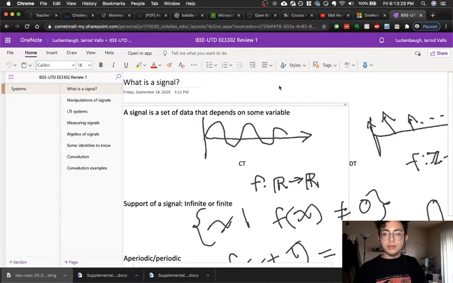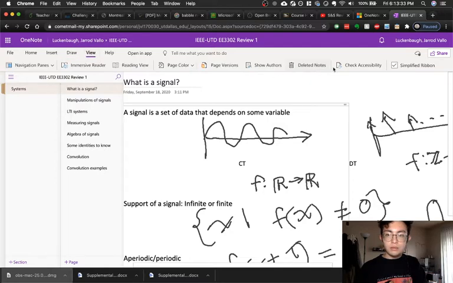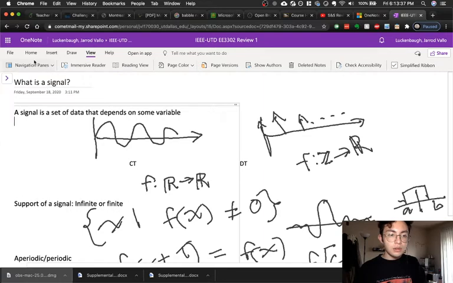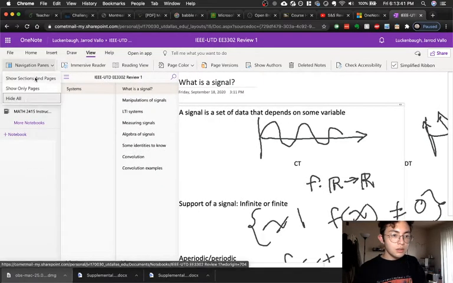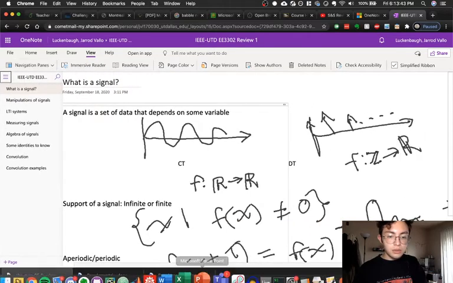Okay, let's see. Navigation panes, hide. Pages.